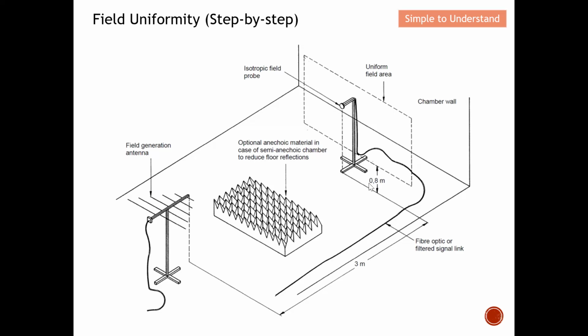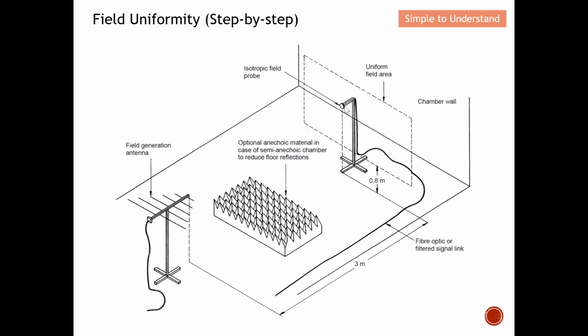Let's quickly understand a few things here. Remember, when we do this field uniformity, we need to remove the table. Typically, the table has a height of 0.8 meter. This is where we start the test. We cannot do it at ground level, so we do it 0.8 meter above the ground. This is the area where we will put the DUT.